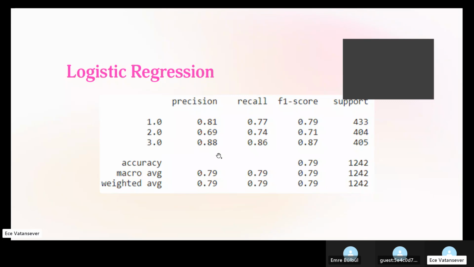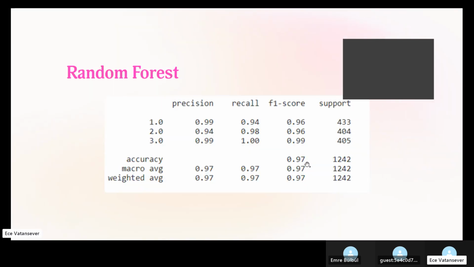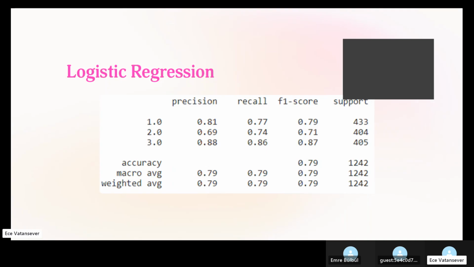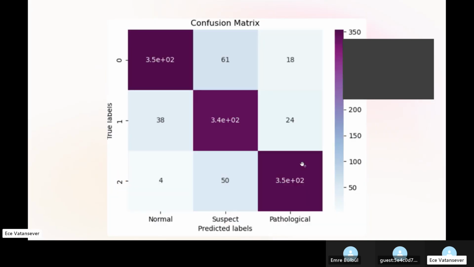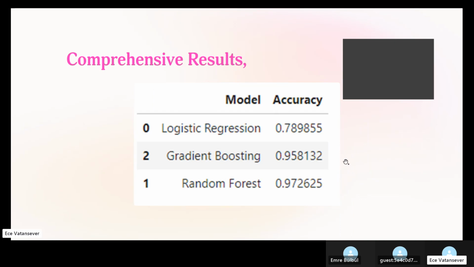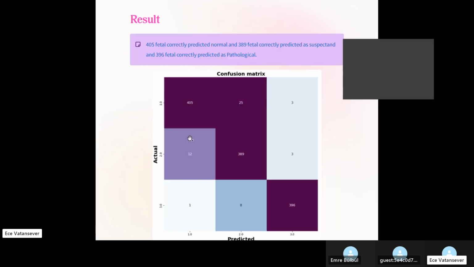Logistic regression. Here there is the accuracy percentage. As we can see, it's the lowest of them all. It has more false positives than false negatives, and the diagonal row, which is true positive, is less than the others. And in the comprehensive result, as we did see from the plots, random forest was the best applied method. Gradient boosting was slightly less good, and logistic regression was the worst.